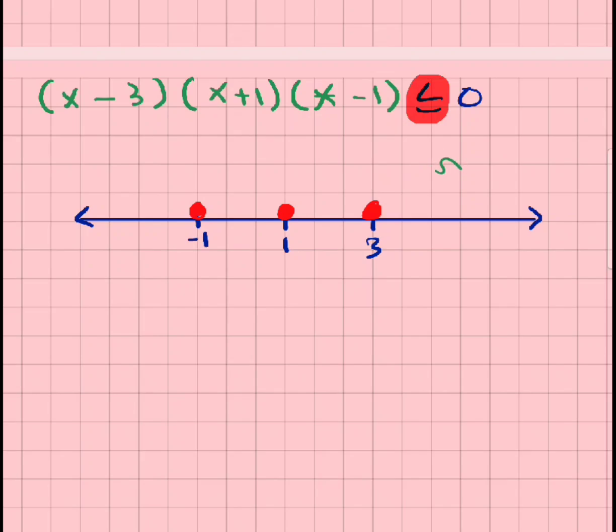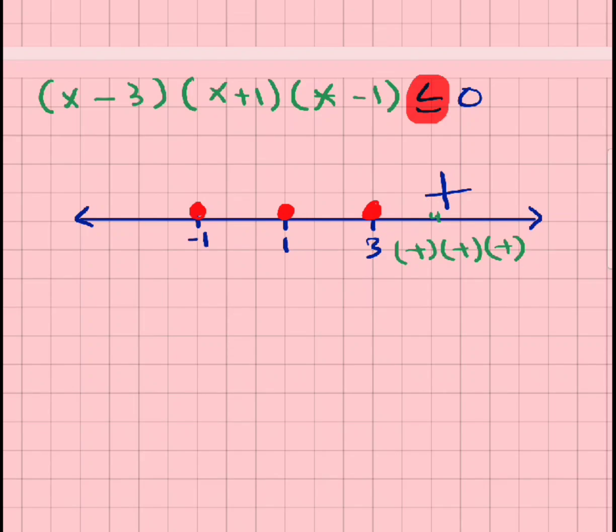Let's test the signs. So let's start with 4. That's between 3 and infinity. So 4 minus 3 is positive. 4 plus 1 is positive. 4 minus 1 is positive. So if we multiply 3 positive numbers, that will give us a positive result.